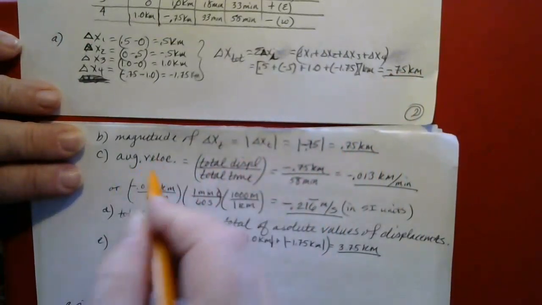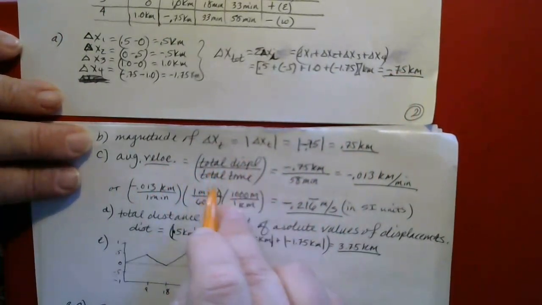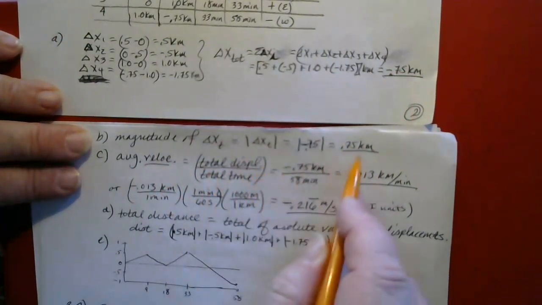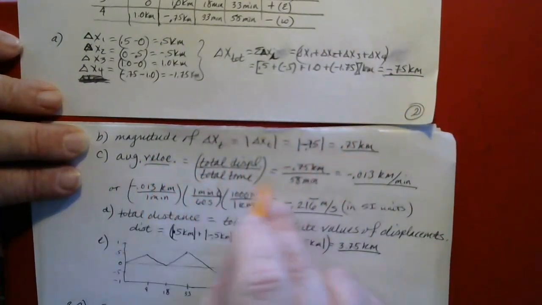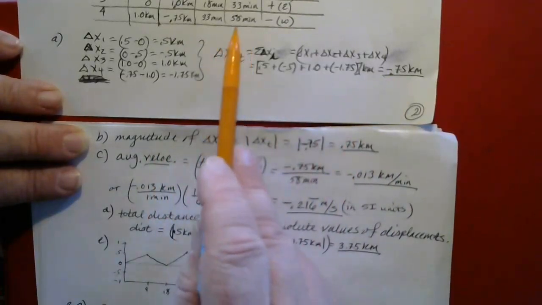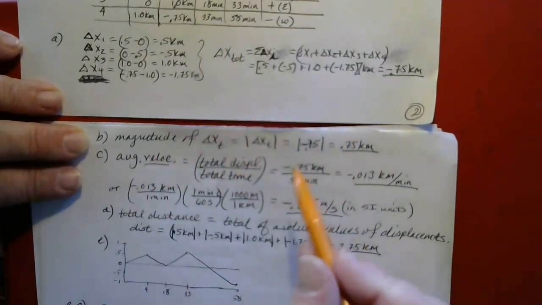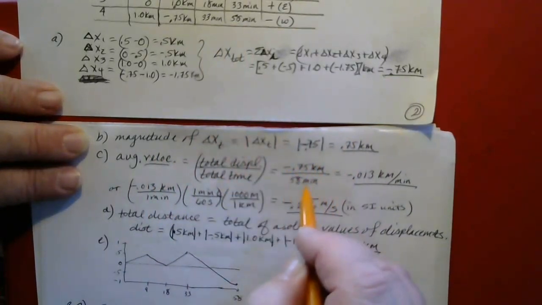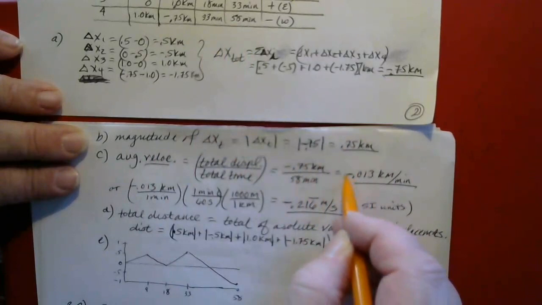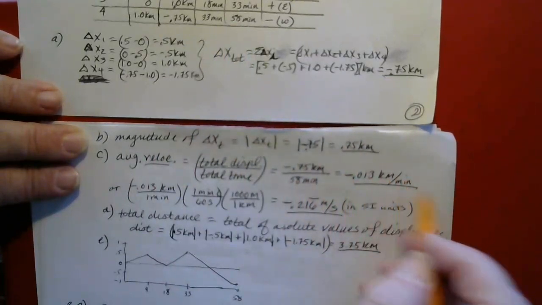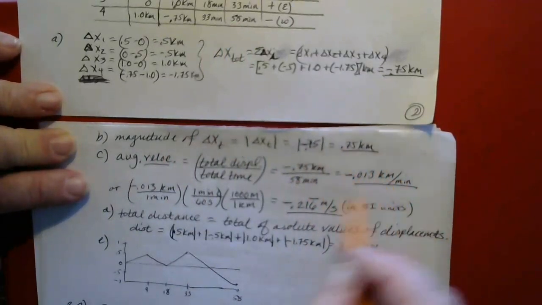The average velocity is, again, total displacement over total time. We just found the total displacement, which was negative 0.75, and the total time was 58 minutes. That is all of the times for all of the segments added up. So negative 0.75 kilometers over 58 minutes gives us a velocity of negative 0.013 kilometers per minute. Those are in the units that we were given.